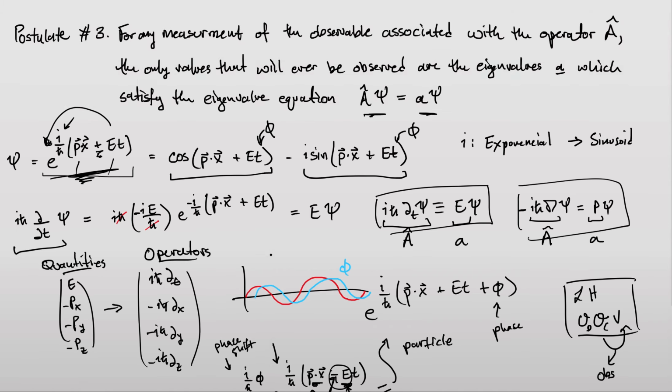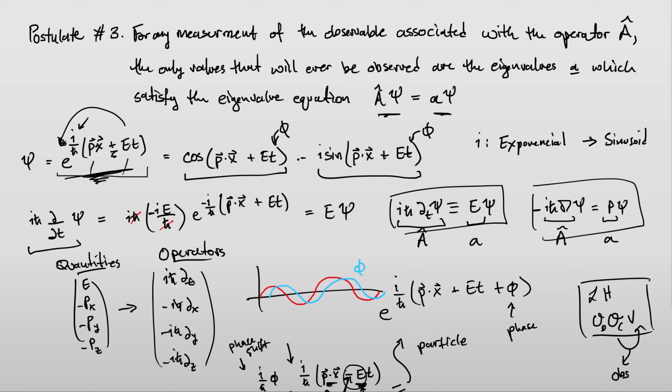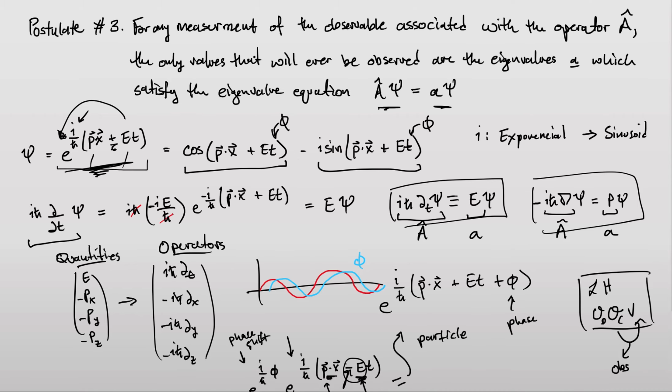I think we have beaten up this postulate enough, and I think we can understand exactly why this postulate is the way it is. We start off with an exponential that can represent sine waves and cosine waves, and then we go from there.